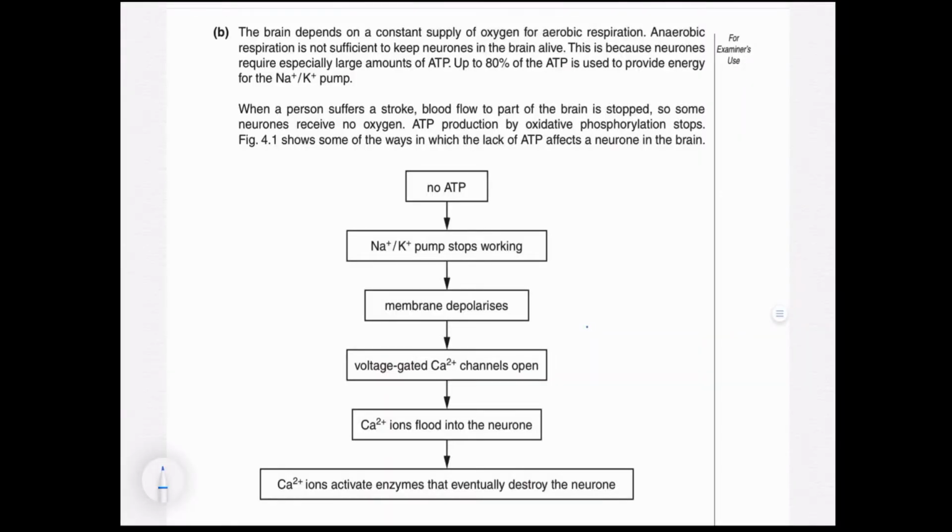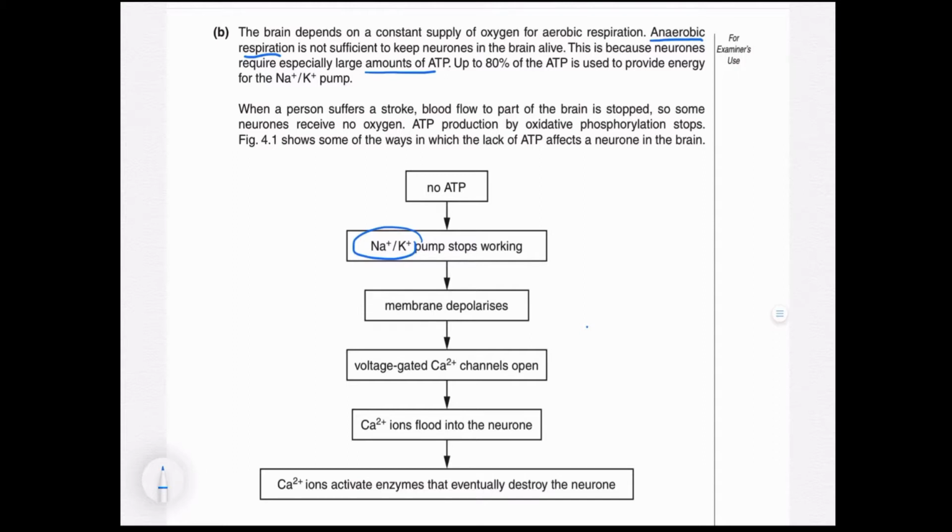This question is actually testing your understanding on nerve impulse transmission, which is from topic 15, coordination. So the question is actually referring to anaerobic respiration producing not enough ATP. So now we're saying that because of this, when there's no ATP, the sodium-potassium pump stops working. So the question here is, do you know where the sodium-potassium pump is working?